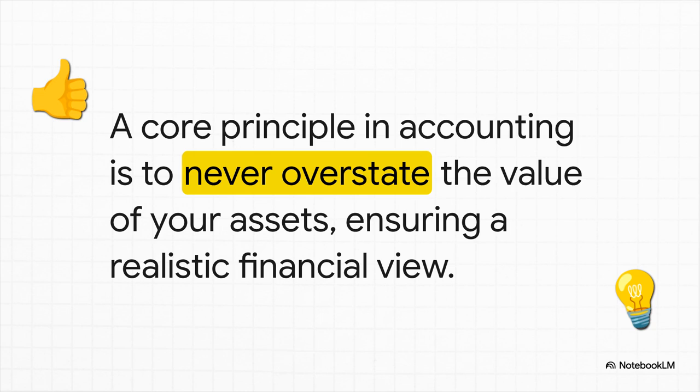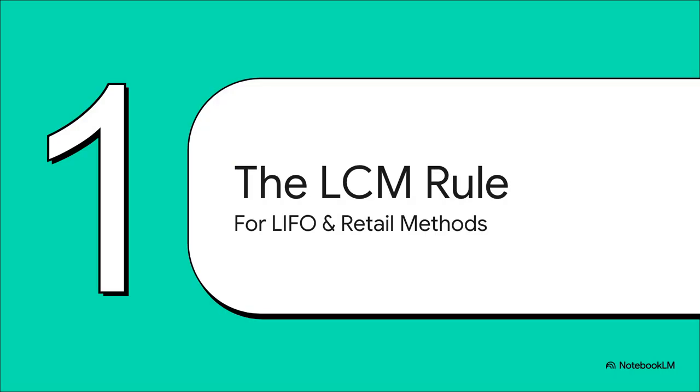You see, this whole thing boils down to a fundamental idea in accounting called conservatism. It's a simple but really powerful concept. You should never make your company look better than it actually is. That means you can't have assets on your books, like inventory, valued for more than they're truly worth. And that brings us to the rule itself, lower of cost or market.